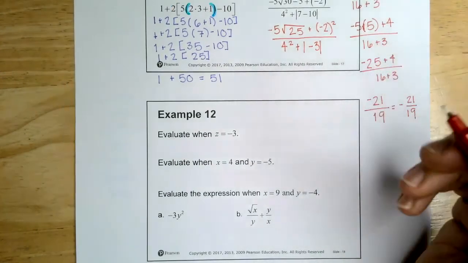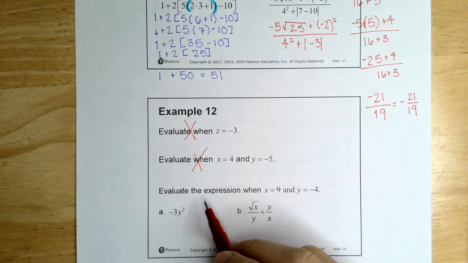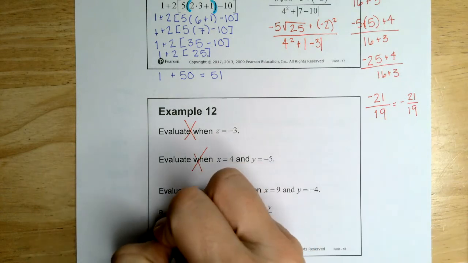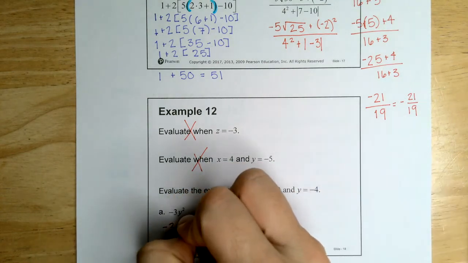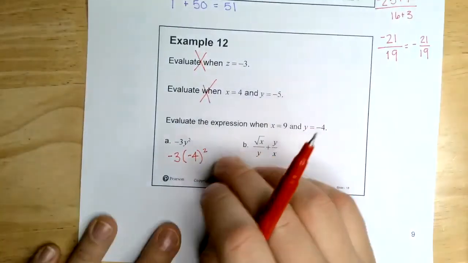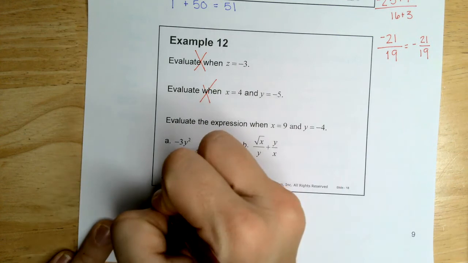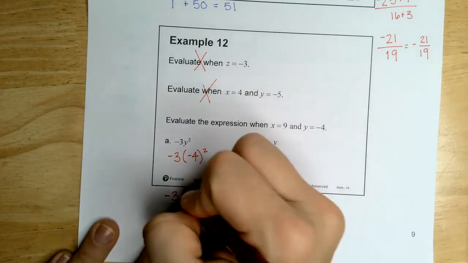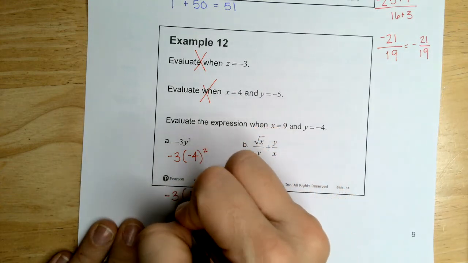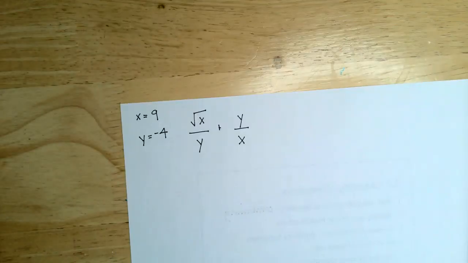All right, on our last one, ignore because I did not write any equation. But basically we're substituting 9 in when we see x and -4 in when we see y. So we have -3 times -4 squared. I'm multiplying and I have an exponent, so the first thing I'm going to do is the exponent. -4 squared is 16. -3 times 16 is -48.